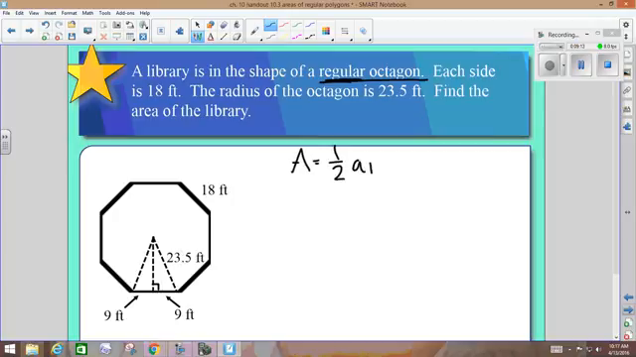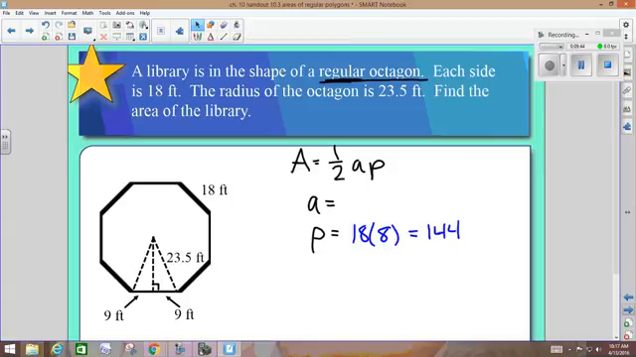For any regular polygon, the area is 1/2 AP. Little a stands for your apothem. P is the perimeter of the polygon. Sid, how do you find the perimeter of a polygon? Good. So how many sides does an octagon have? And what's the length of each side? Good. So can I just do 18 times 8 then? 144? Okay, so the perimeter of our octagon is 144.